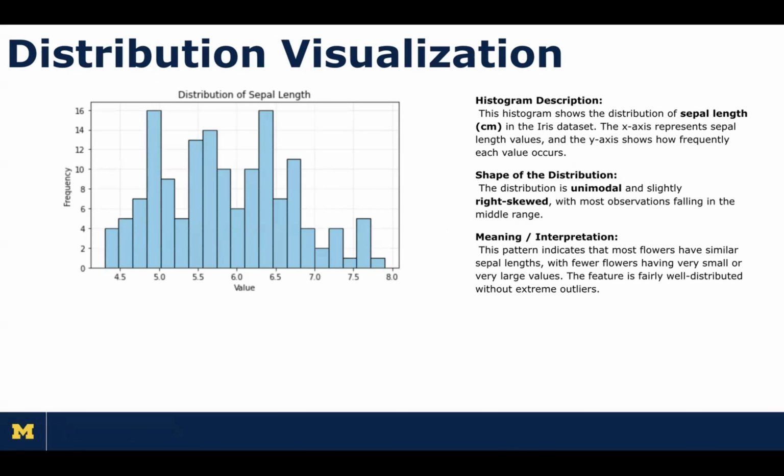Let's talk about distribution visualization. For the visualization, I created a histogram of sepal length. The x-axis represents the sepal length values, and the y-axis represents how frequently each value appears in the dataset. The shape of the distribution is unimodal and slightly right-skewed, meaning most flowers fall around a central range with fewer extremely small or extremely large values. This suggests that sepal lengths vary, but they follow a clear pattern without any irregularities.